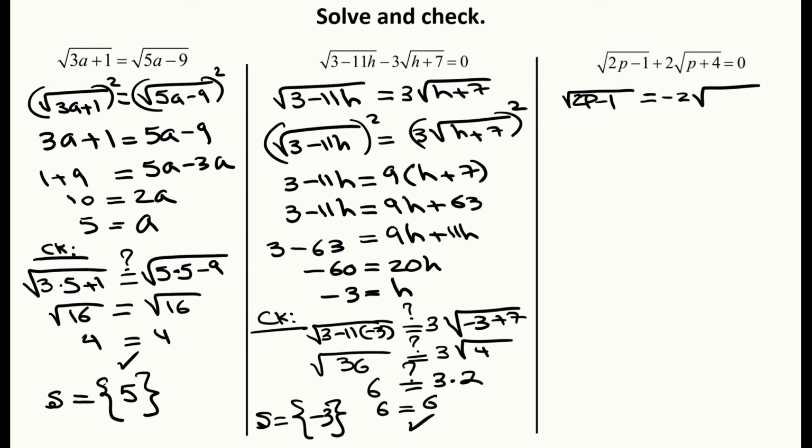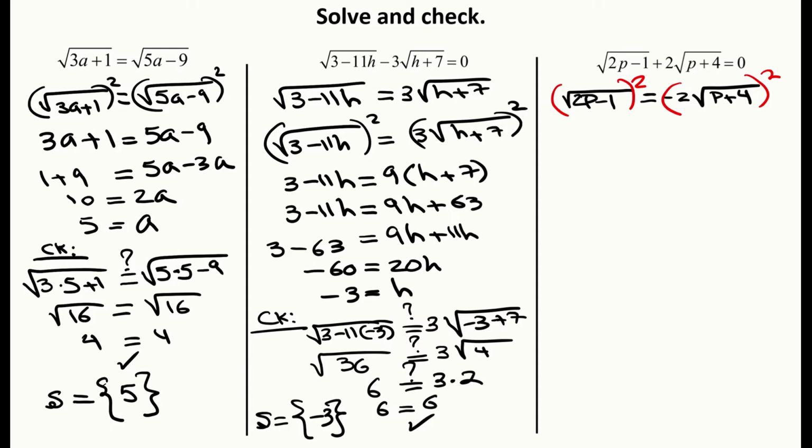So we get negative 2 square root of p plus h, p plus 4, I mean. So now we go ahead and square both sides. So let me be a little bit lazy here and just go ahead and do this to save us some time and space.